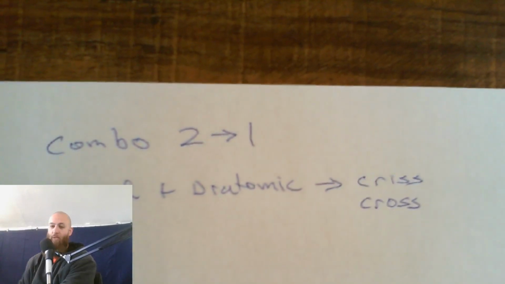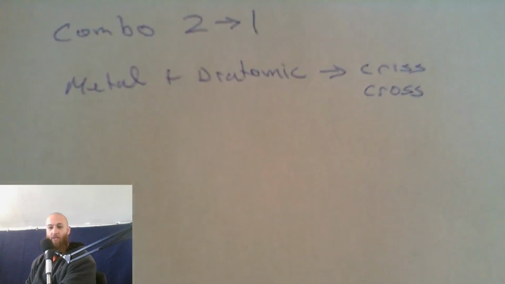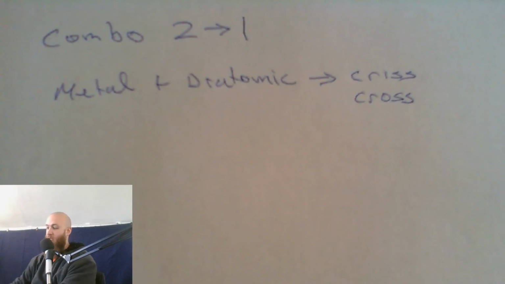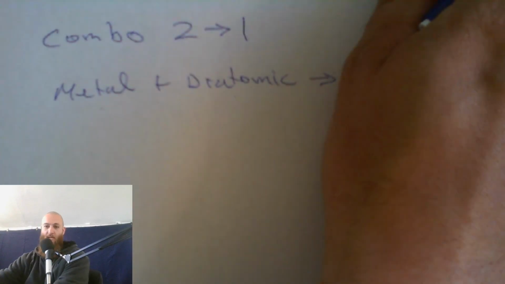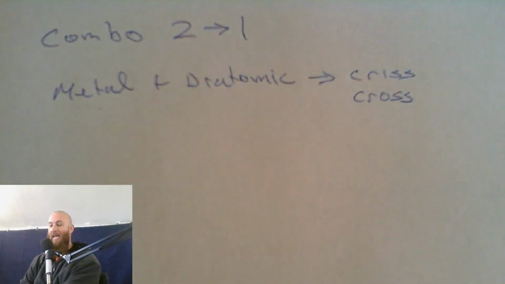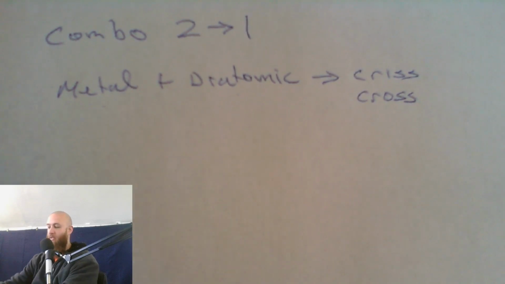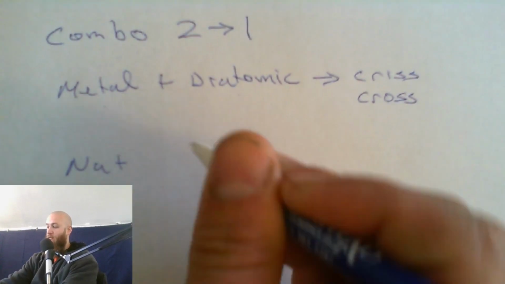Now, you got to remember that from last unit, Unit 5. So this is all the info you need, okay? If I give you a metal plus a diatomic, to get the product, you just do the crisscross. It's that easy, all right? So let's do a couple. Let's say I had sodium plus fluorine.